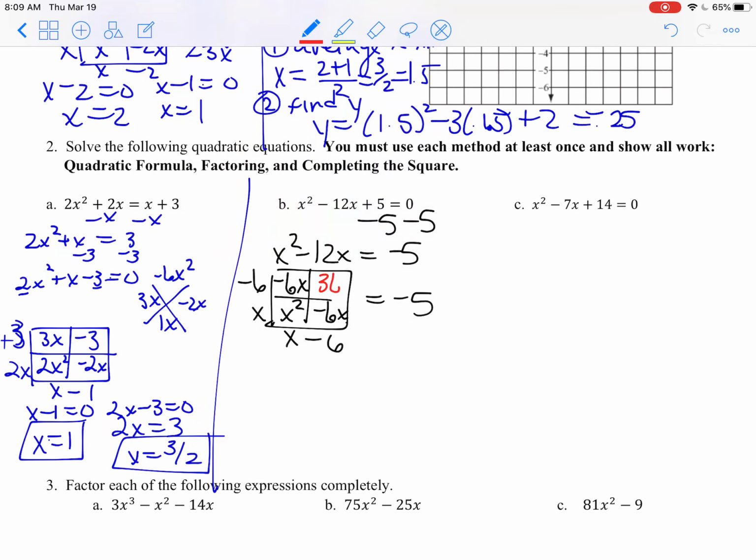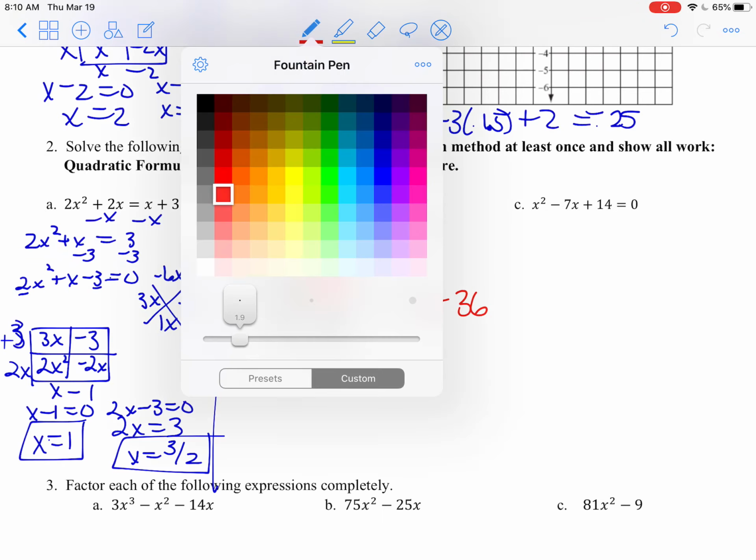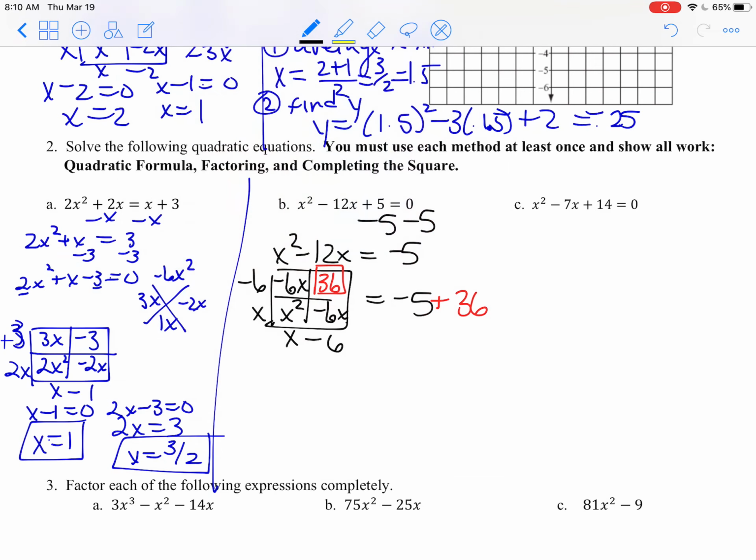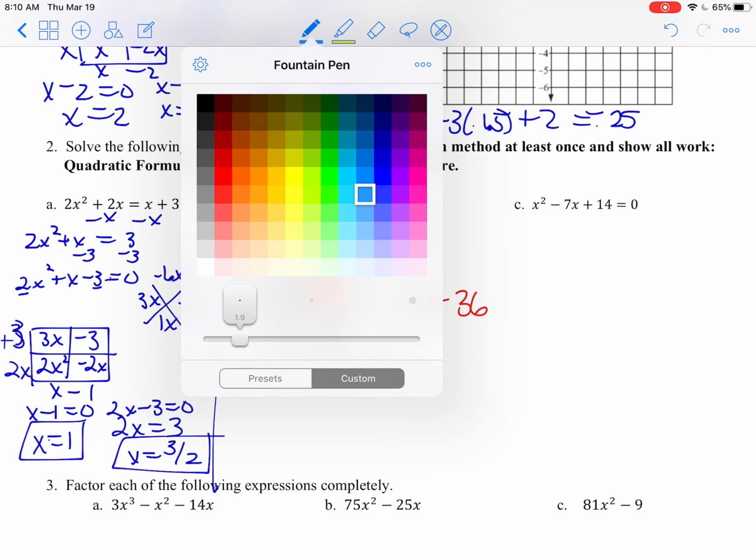So negative 6 times negative 6 is 36. And remember that this number is always going to be positive, and we have to add it to the other side. Take my parentheses squared equals negative 5 plus 36 is 31. Now square root both sides.